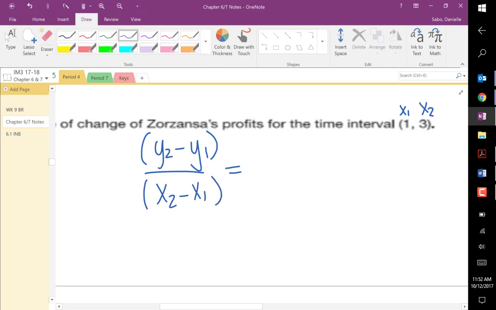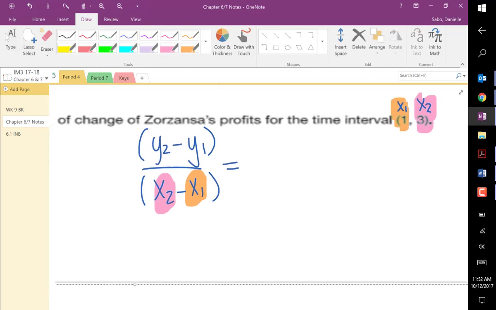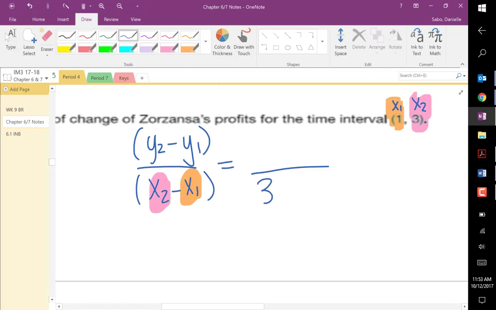I have the bottom numbers, so I'm going to plug them in. I'm going to plug in my orange one here, and I'm going to plug in my pink one just so that I can get that out of the way. So I'm going to plug in my 3 minus 1 on the bottom.